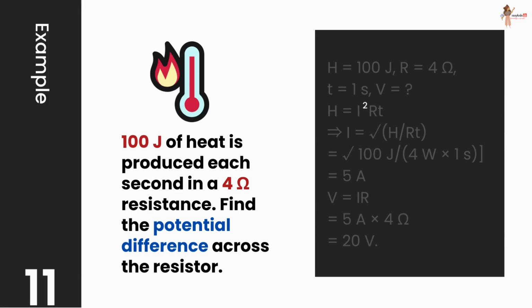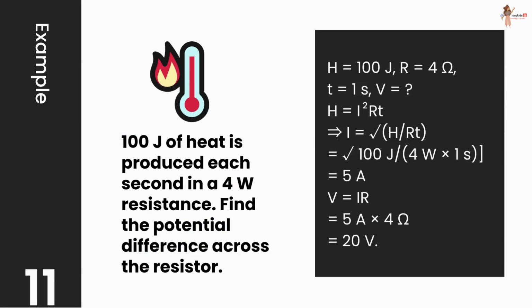One more. 100 joules of heat is produced each second in a 4 ohm resistance. Find the potential difference across the resistor. H is 100 joules, R is 4 ohms, T is 1 second. We have to find the potential difference. We have the current through the resistor as I equal to square root of H upon RT, which is 5 amperes on substituting the given values. Thus, the potential difference across the resistor is given by V equal to IR, which is equal to 5 into 4, that is 20 volts.